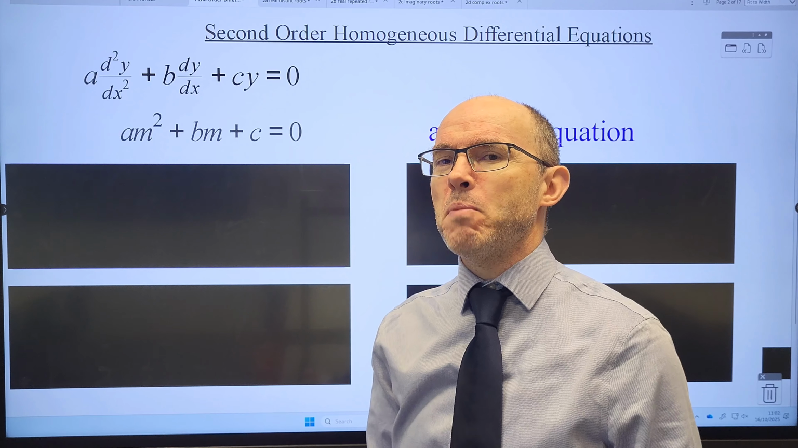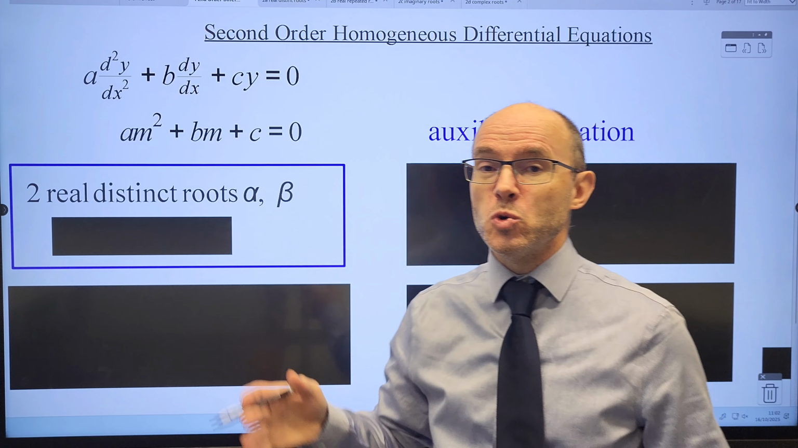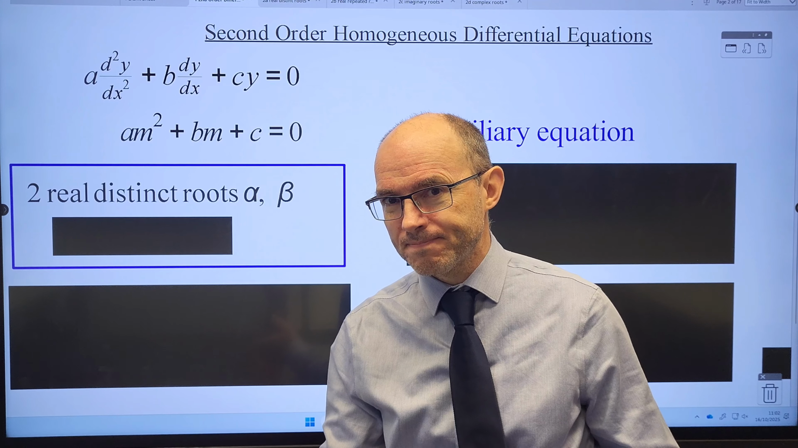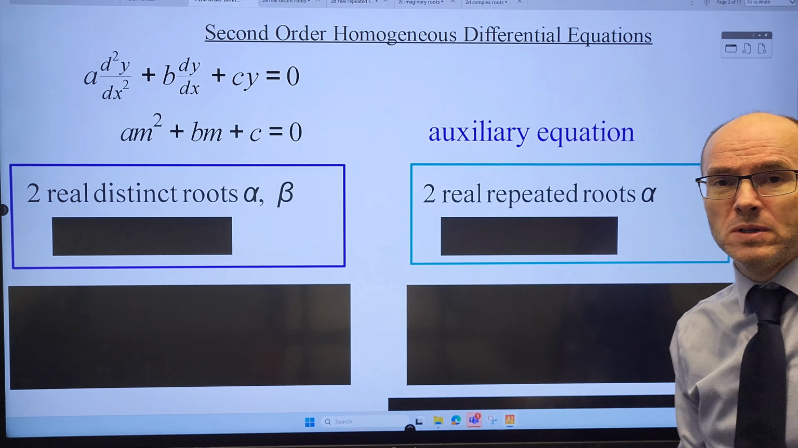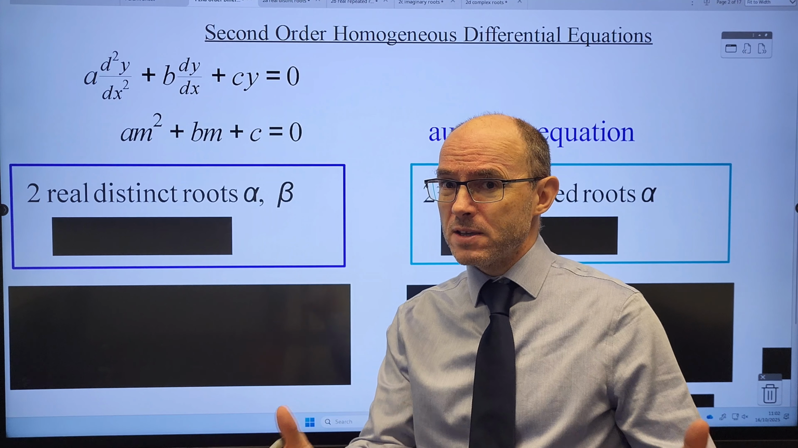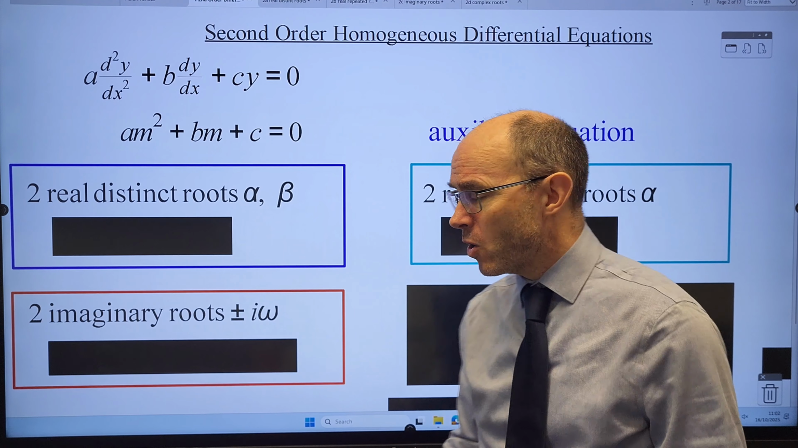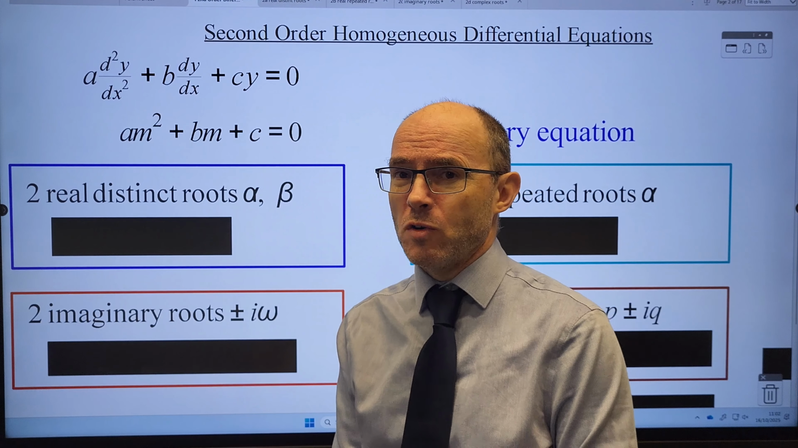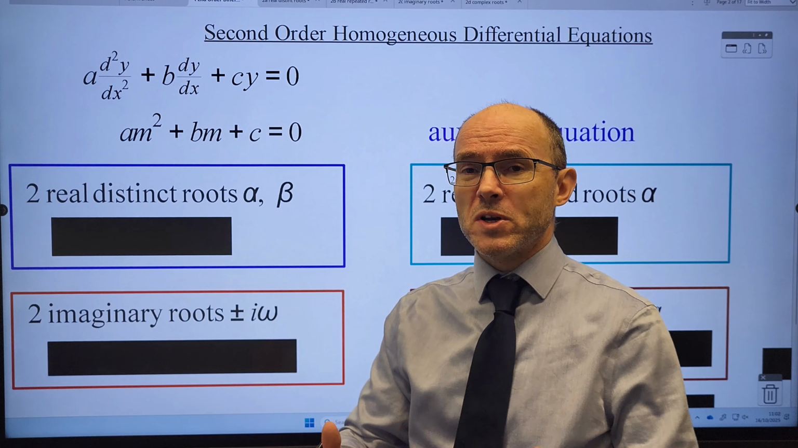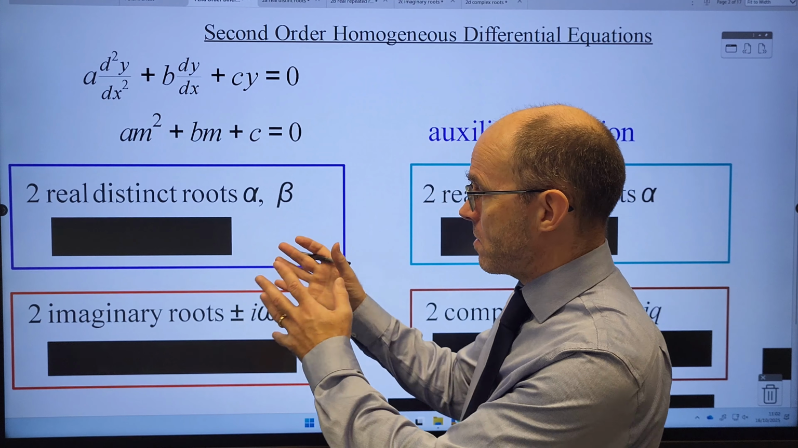Now there's 4 separate possibilities for this. Okay, either you're going to get 2 distinct real roots to this quadratic, or you're going to get 2 roots that are repeated, okay, so the same, or you're going to get purely imaginary roots, or you're going to get complex roots, and those will be complex conjugates, of course. Now, depending on which one you get, your solution to the differential equation is going to be determined by this.